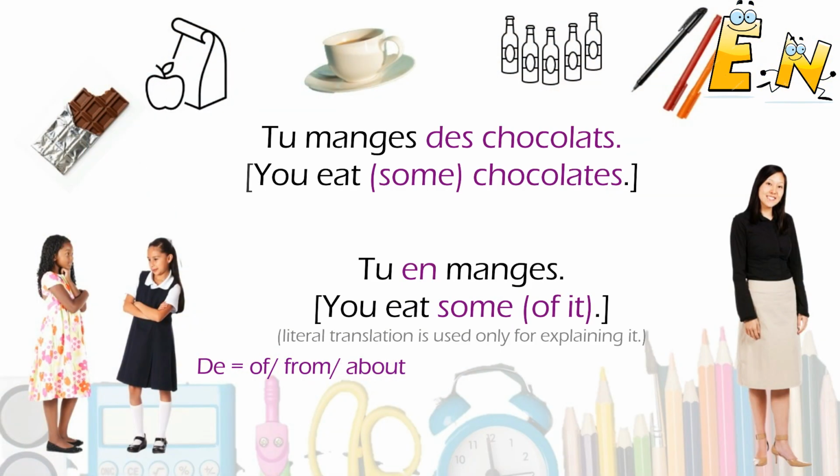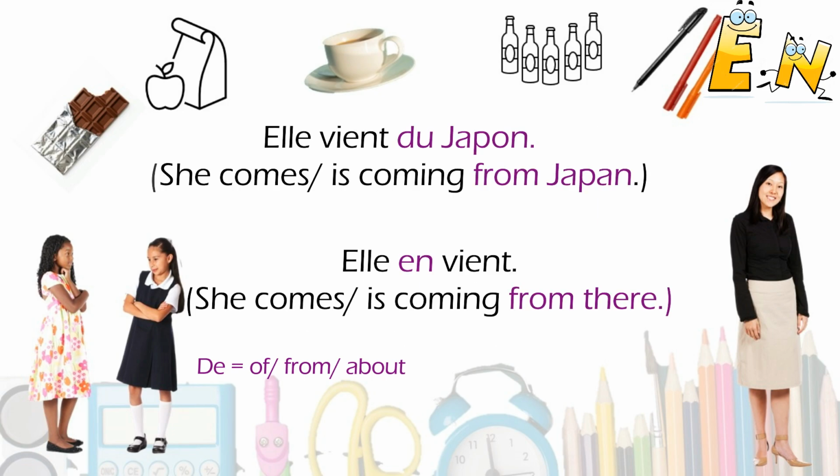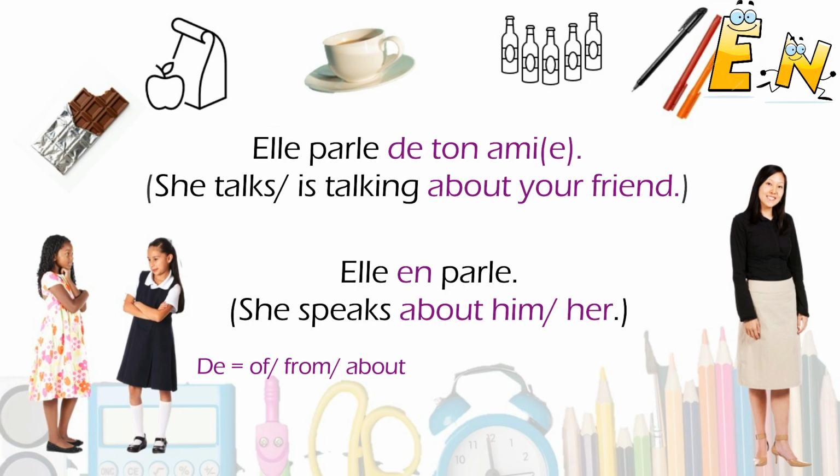Tu manges des chocolats. Tu en manges. Des chocolats is replaced by en because des chocolats is starting with l'article partitif. Elle vient du Japon. Elle en vient. Du Japon is replaced by the pronoun en because du Japon is starting with le génitif de l'article défini. Elle parle de ton ami. Elle en parle. De ton ami is replaced by en because de ton ami is starting with the preposition de.